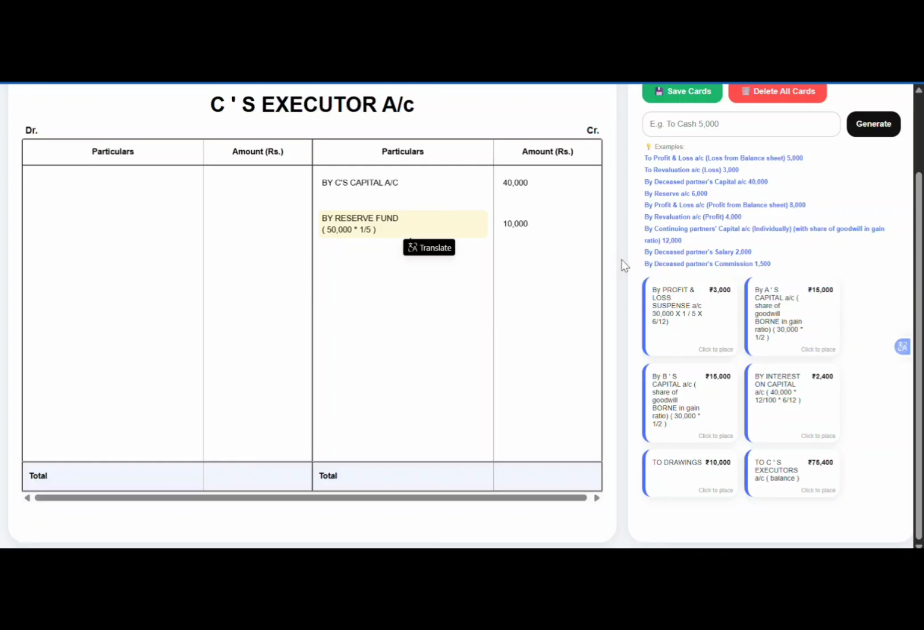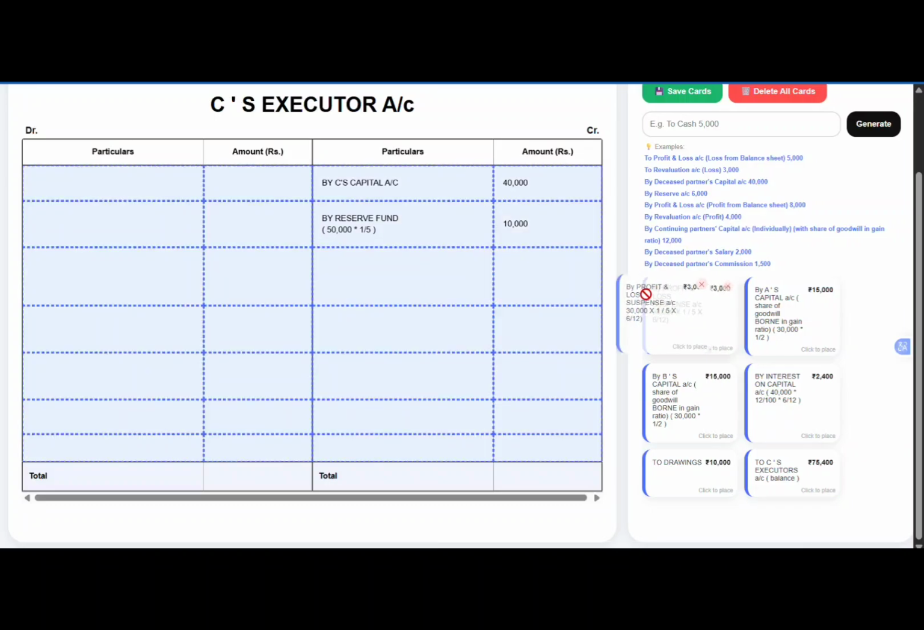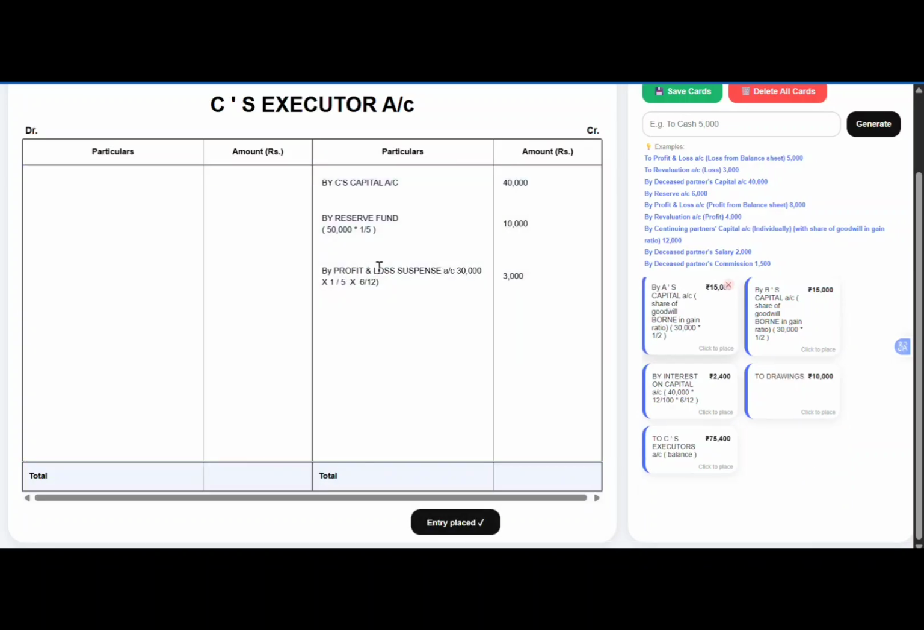Next we have to bring down the profit or loss suspense account, a share in the profit, which will also appear on the credit side as by profit or loss suspense account, that is 30,000 into 1 by 5 into his intervening period, that is 6 by 12, which will be 3,000 rupees on the credit side of the executor's account. That is C's profit.